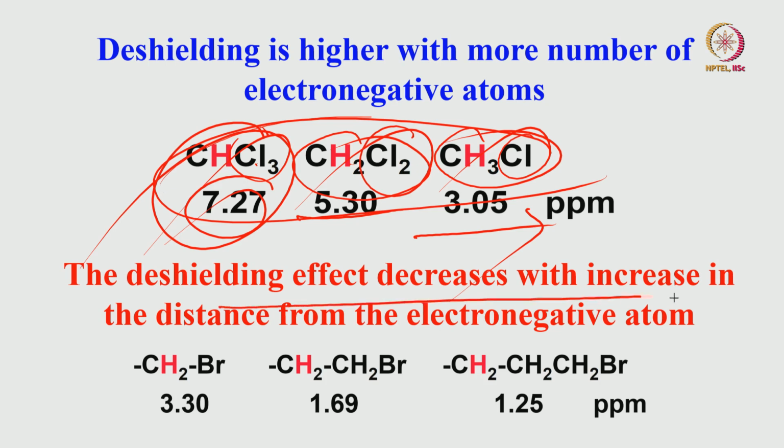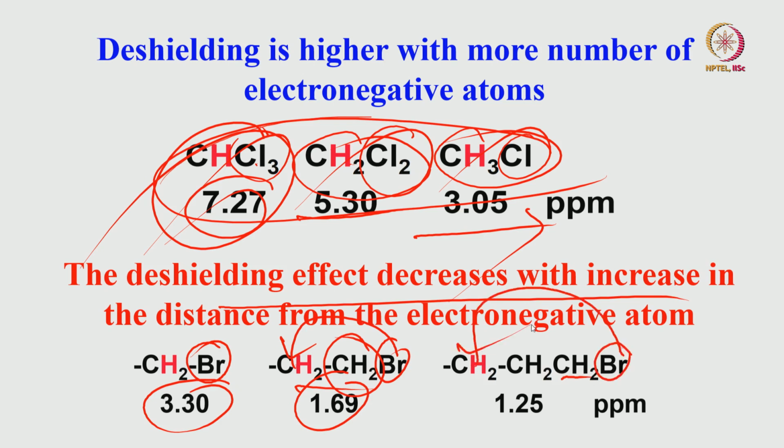Also you see the de-shielding decreases with increasing distance from the electronegative atom. This is bromine directly attached to the CH2 group, it comes at 3.3 ppm. I lengthen the molecule, add a CH2 in between. So, the effect of this bromine on this CH2 is much less. So, it moves to the high field. Add one more CH2 group, the effect of this Br on this CH2 is even much less. So, it moves even further upfield. So, the de-shielding effect decreases with increasing distance from the electronegative atom.